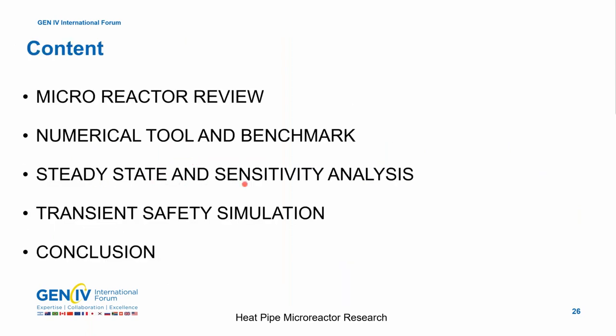So in section three, we introduced our work on the steady state, and also a sensitivity test for different parameters. After that, we started to think about what we can do for some transient safety cases. What will happen if different numbers of heat pipes fail, or heat pipes fail at different times? So we want to check the integrity of the heat pipe microreactor in some transient cases.